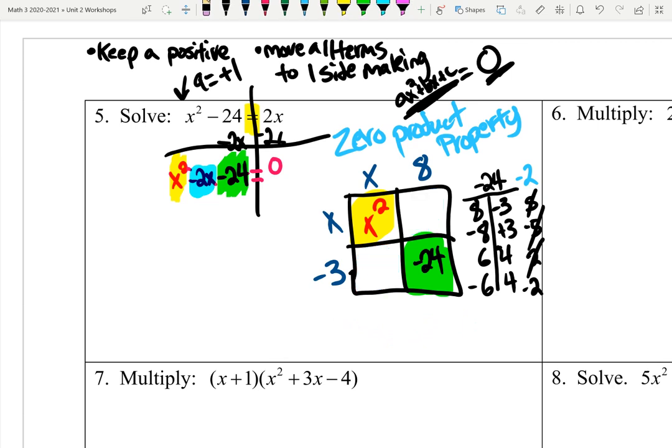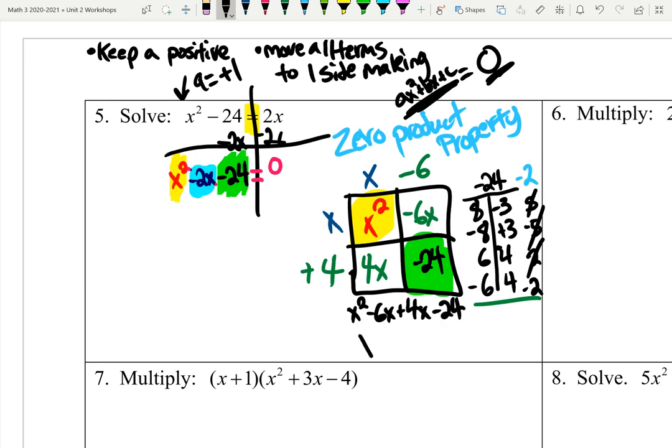Watch the difference here. If I needed to reset it, it's like, oh, what multiplies to be negative 24? I know this is going to work. And does it work? Well, x times 4 is 4x. X times negative 6 is negative 6x. When I write out the area, it results in this version.